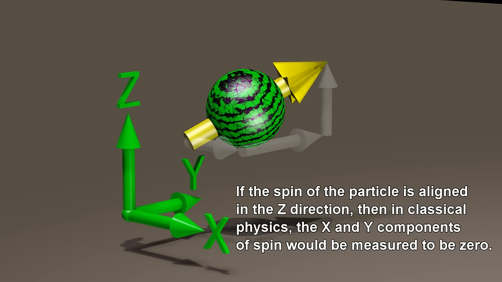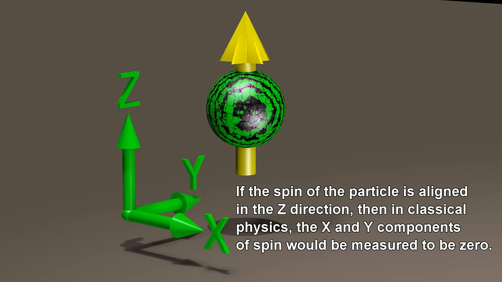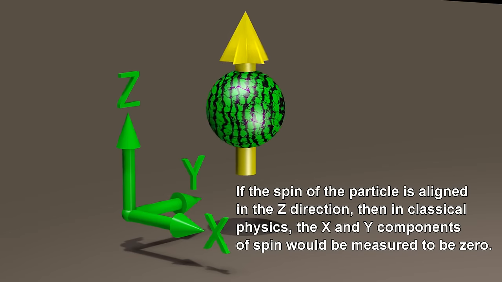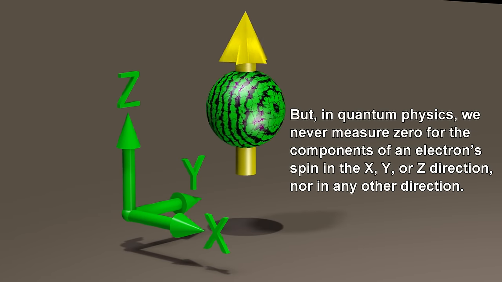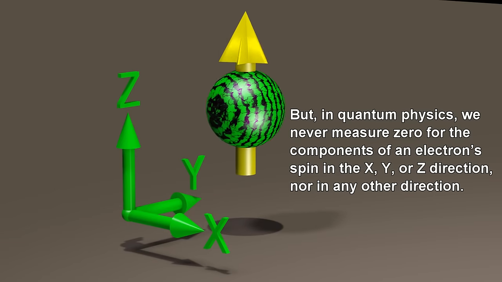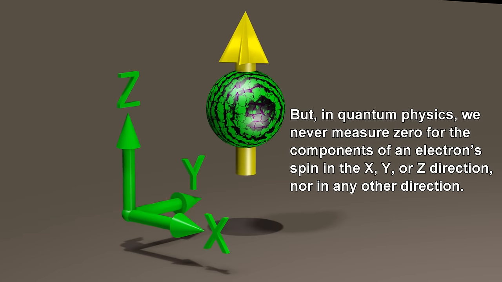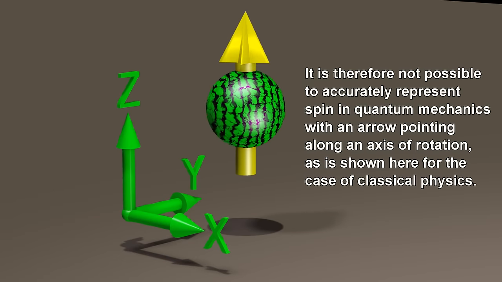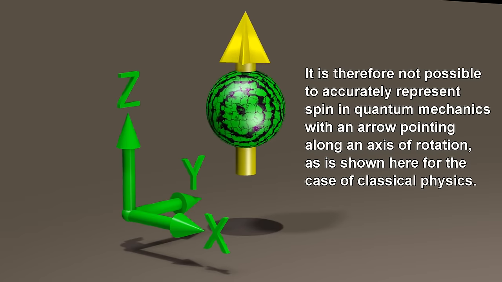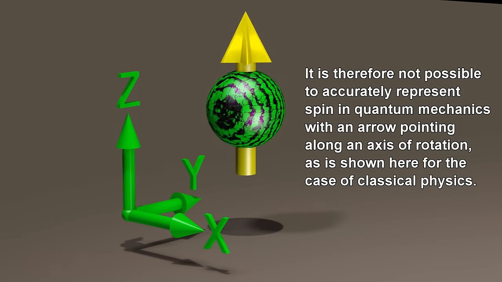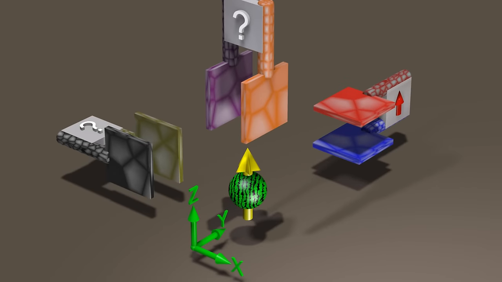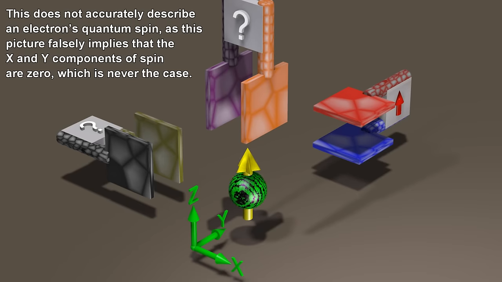If the spin of the particle is aligned in the z direction, then in classical physics, the x and y components of spin would be measured to be zero. But in quantum physics, we never measure zero for the components of an electron's spin in the x, y, or z direction, nor in any other direction. It's therefore not possible to accurately represent spin in quantum mechanics with an arrow pointing along an axis of rotation, as is shown here for the case of classical physics. This does not accurately describe an electron's quantum spin, as this picture falsely implies that the x and y components of spin are zero, which is never the case.